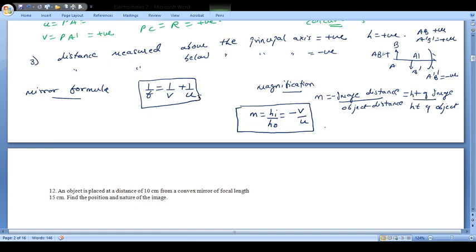Now another thing which you have to see is if m is positive, say m is equal to plus 2, it means m is positive, this plus, so this implies that the image is virtual.